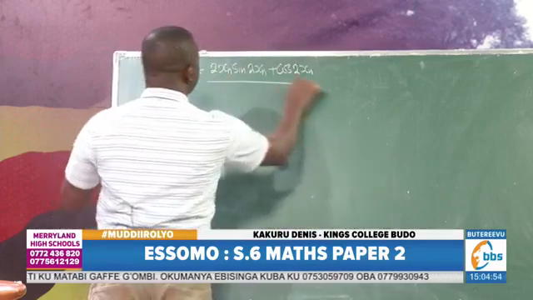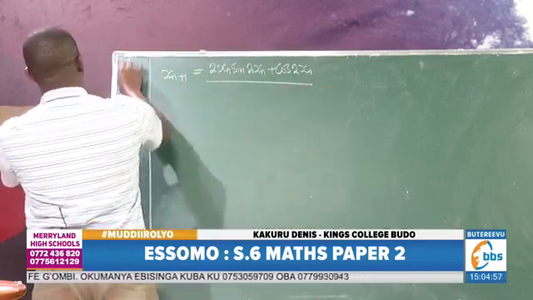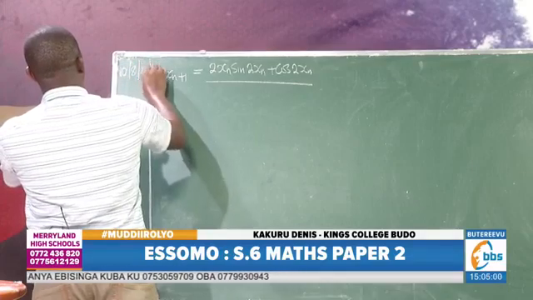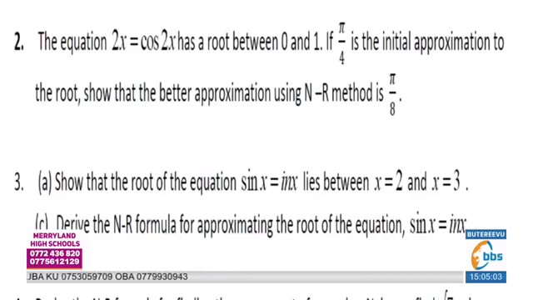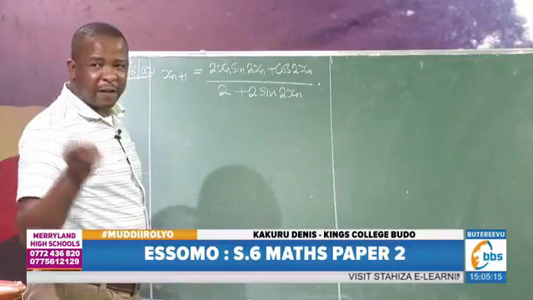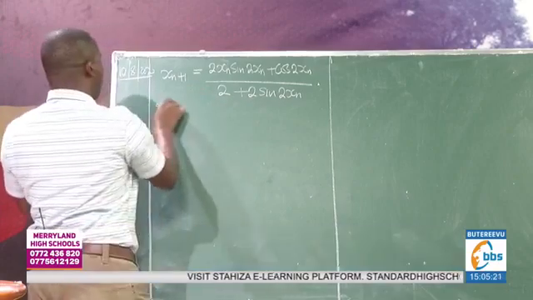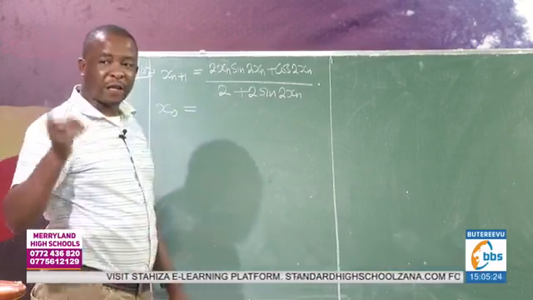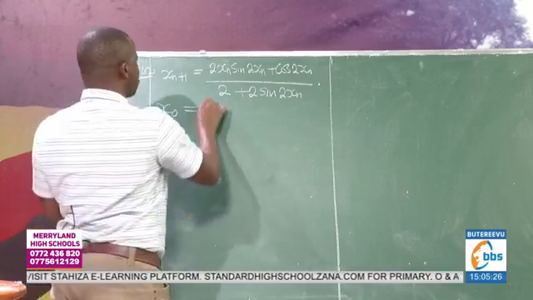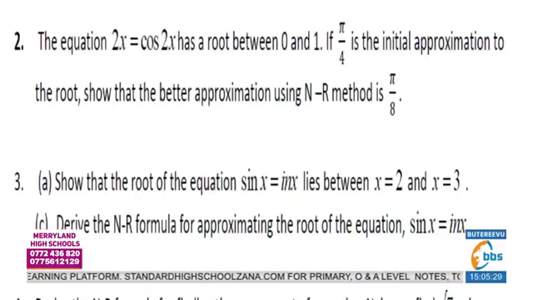Back to the number I left. We had managed to derive an expression which I want to start with. We had derived that expression from the original equation, so I will start from here. We are given that the first initial approximation was supposed to be taken as pi over 4, and we were supposed to show that the better approximation to this x0 is pi over 8.